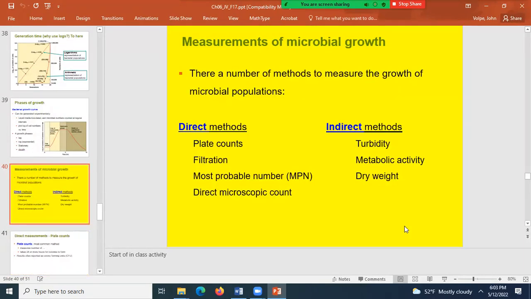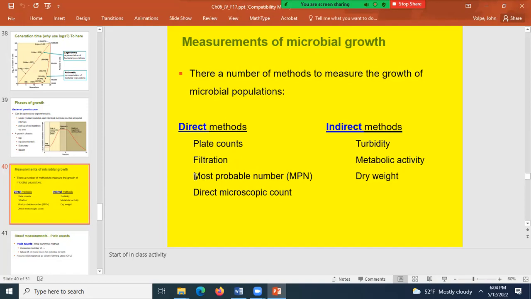When we're talking about microbial growth, there are a number of methods for measuring the growth of microbial populations. There are direct methods and there are indirect methods. Direct methods have some way to physically count the cells that are growing. Indirect methods have an indirect way for counting the cells. You could do a plate count, also called the viable plate count, and then you count the number of colonies. So you're doing a direct count. There's the filtration, which is similar to a plate count, and I'll talk about that in a little bit.